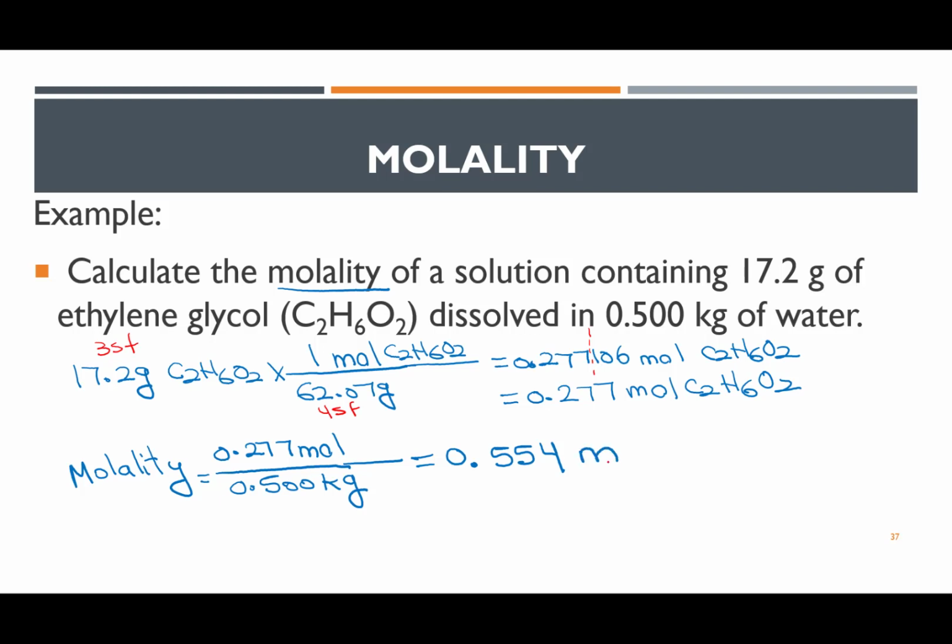That's how molality is calculated. It's the moles of solute, here ethylene glycol, over kilogram of solvent, which is water, and it's 0.500. And for the sig fig, 0.277 is 3 sig fig, 0.500 is 3 sig fig, and as you can see, our answer is 3 sig fig. We don't have to do anything about it. It's already taken care of. And the unit for molality is lowercase m.